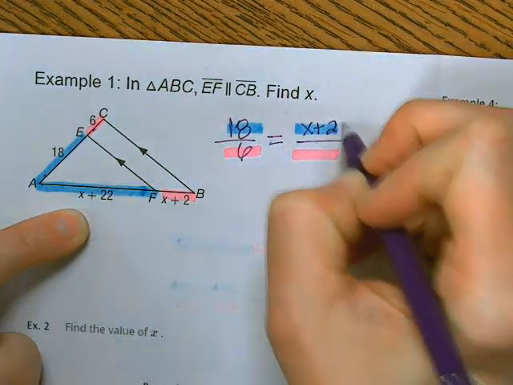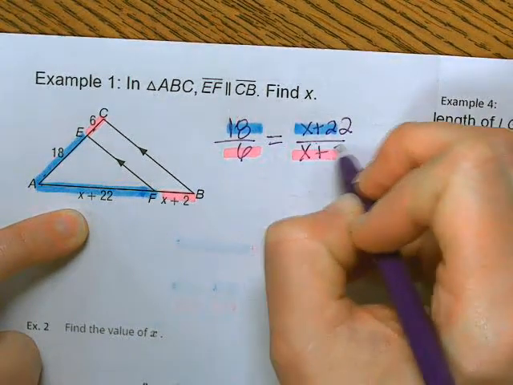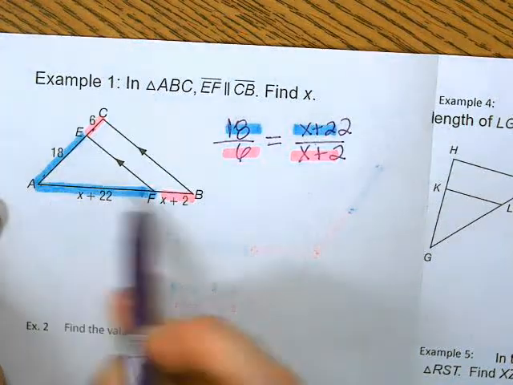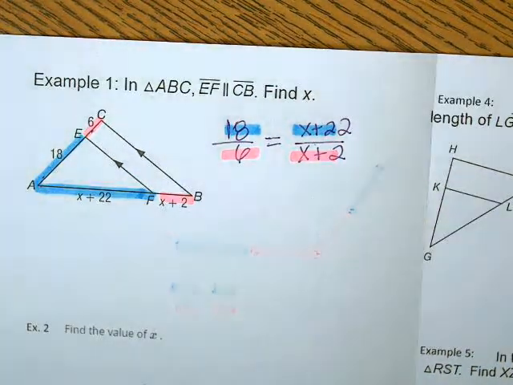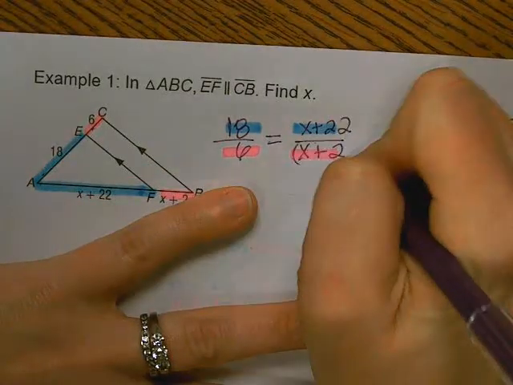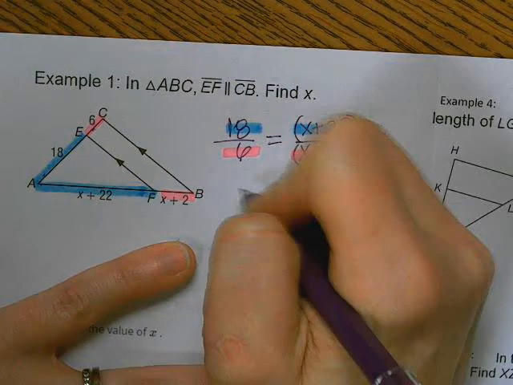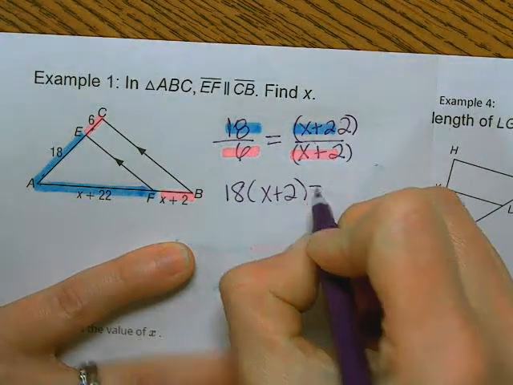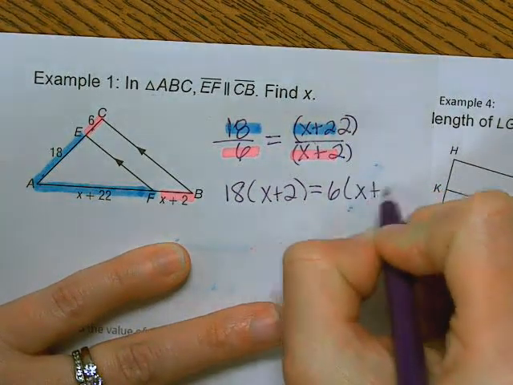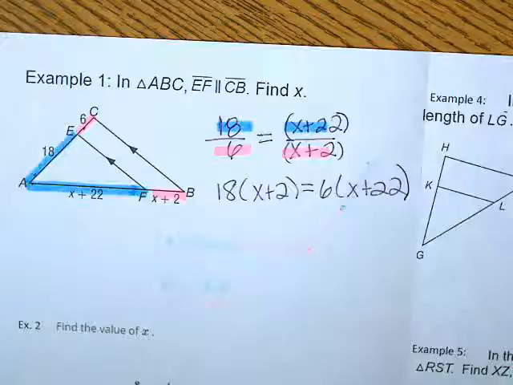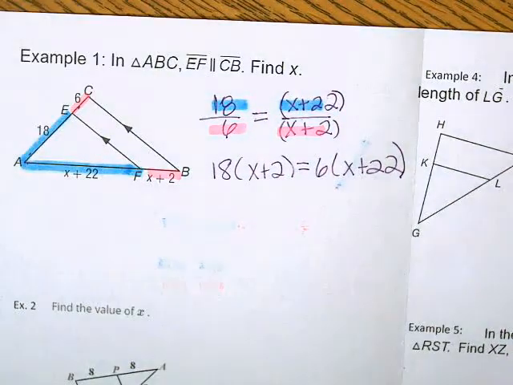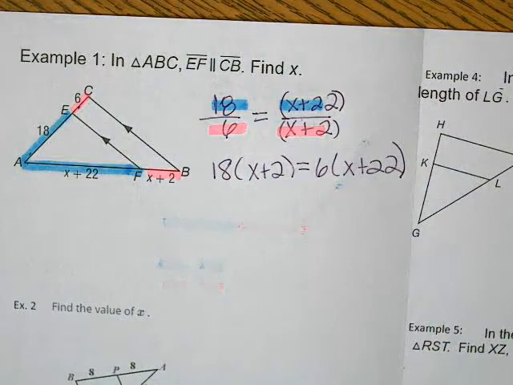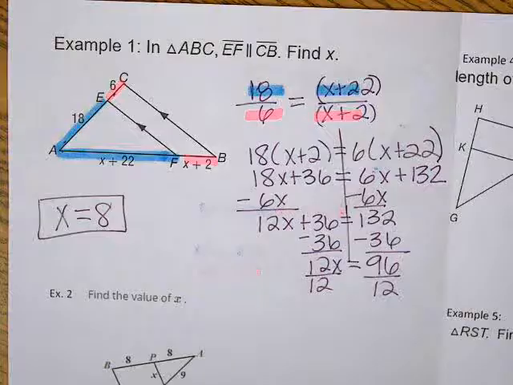Then x plus 22 goes with x plus 2. So notice I'm staying on the same side of my triangle. And now knowing how to solve those proportions from the last unit comes in handy. Remember we put parentheses around those? So we say 18 parentheses x plus 2 equals 6 parentheses x plus 22. And you go ahead and solve this problem. So go ahead and solve the problem, and we'll show the answer in just a second.